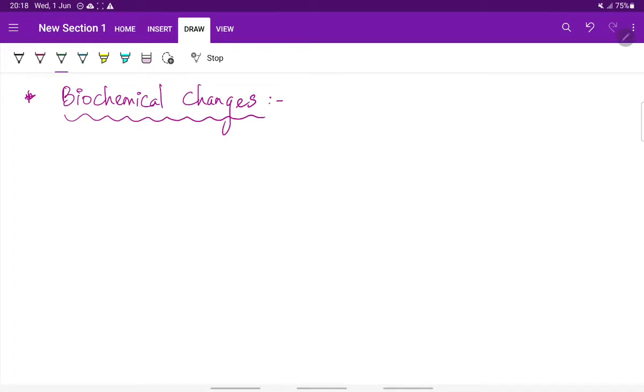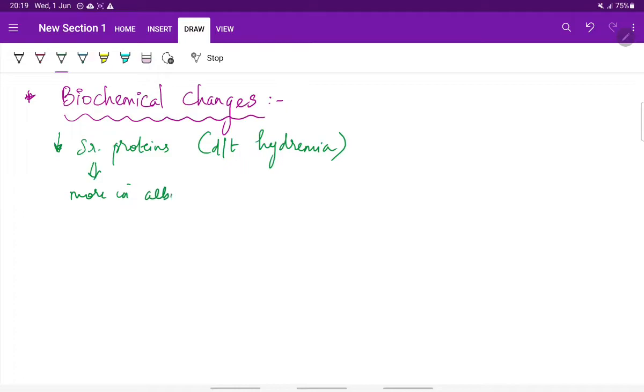Next, let's see about the biochemical changes seen during pregnancy. There is decrease in the serum proteins during pregnancy, and this is due to the hydremia, which is nothing but increase in water content in the blood. So due to which there is decrease in the serum protein levels, and the decrease is more in albumin.